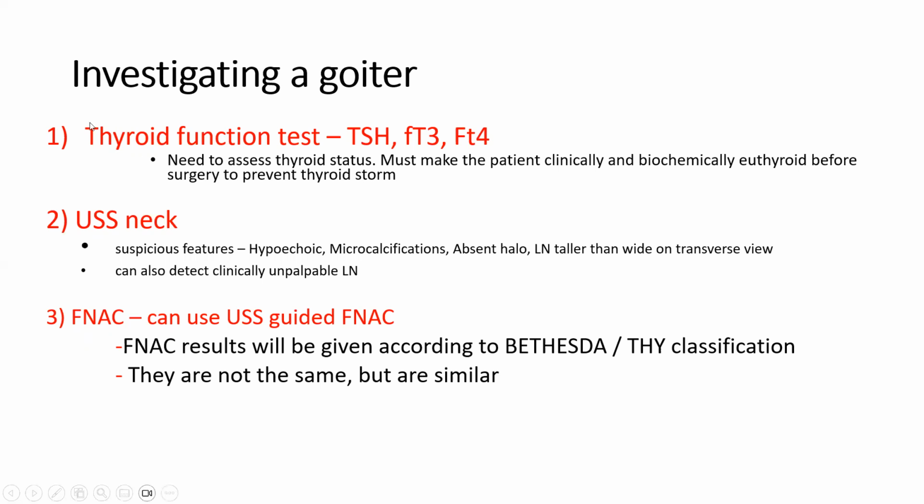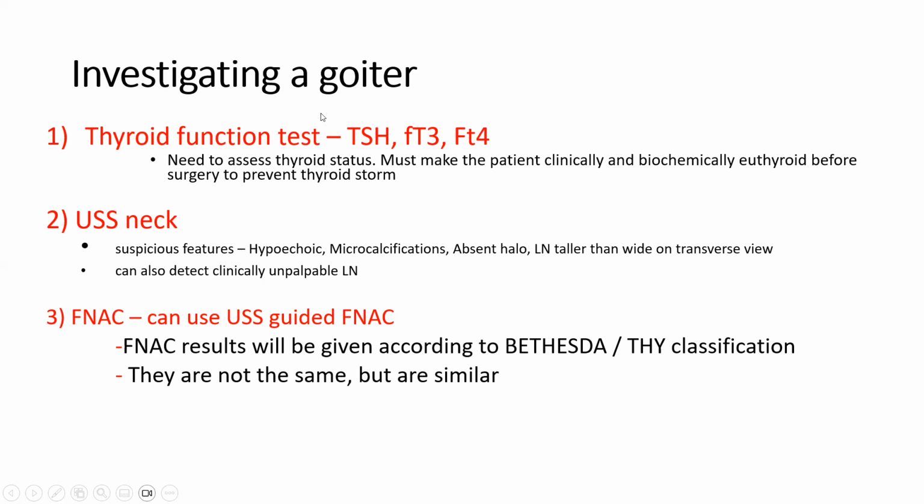Okay. So for all the goiters, except for a solitary nodule, the first investigation of choice for the SPS would be a thyroid function test. If it's a solitary nodule, the first investigation in the SBA is an ultrasound neck. Okay, so remember that. I'm telling it again because they've asked you.